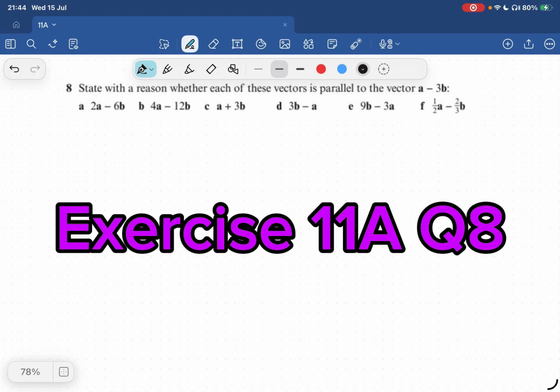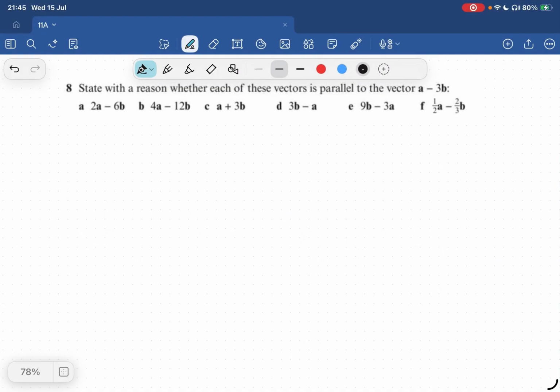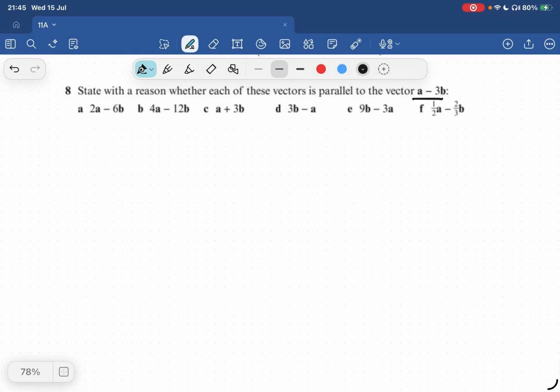Okay, here in question 8, we're seeing if vectors are parallel to this initial vector a minus 3b. Our vectors are always visual topics. Let me first show, obviously here you have two parallel lines. This is A. Now it's only going to be parallel if it is a scale factor of each other, if they can be multiplied by something to get from one to the next.